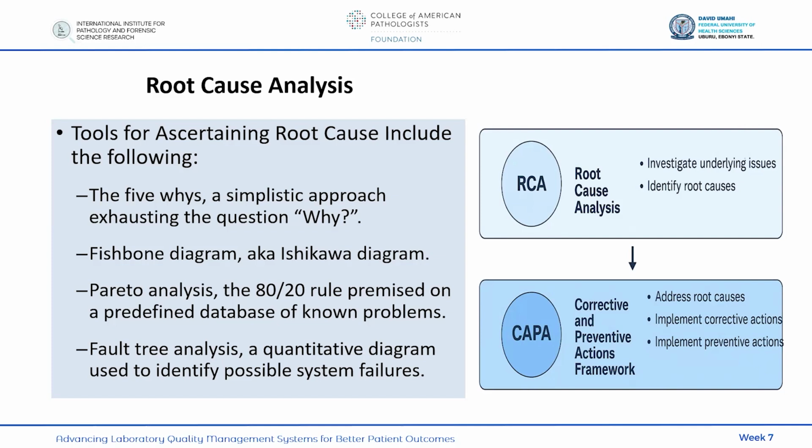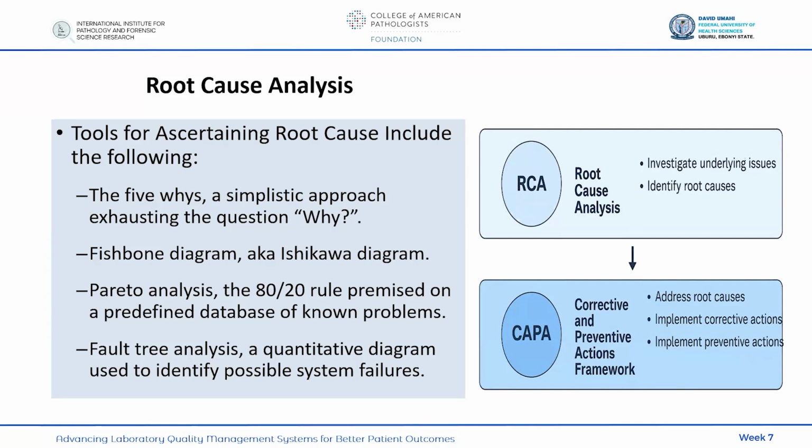So root cause analysis is a structured investigation that focuses on identifying true causes of an occurrence, believing that every cause has a deeper reason, not just what you are seeing. There are tools for assessing the root cause of every error or non-conformance that occurs in the laboratory. There are different tools that have been used in the past, but we won't discuss all of them. We will just discuss a few, the best ones.